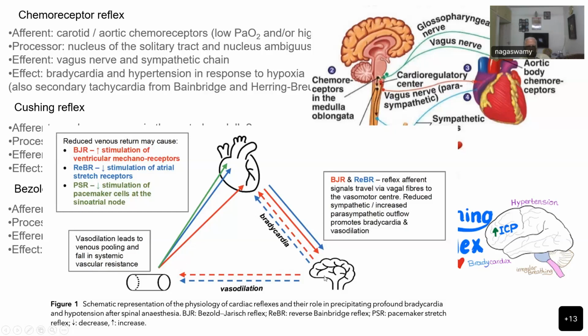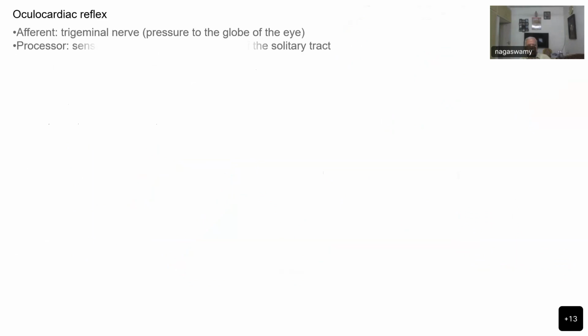So all these things can lead to the vasodilatation, which should normally be countered by tachycardia, but here it will be bradycardia. So this is the schematic interaction between these three reflexes. It is Bezold-Jarisch, reverse Bainbridge, and absence of baroreceptor reflex. Then oculocardiac is very common in squint surgery.